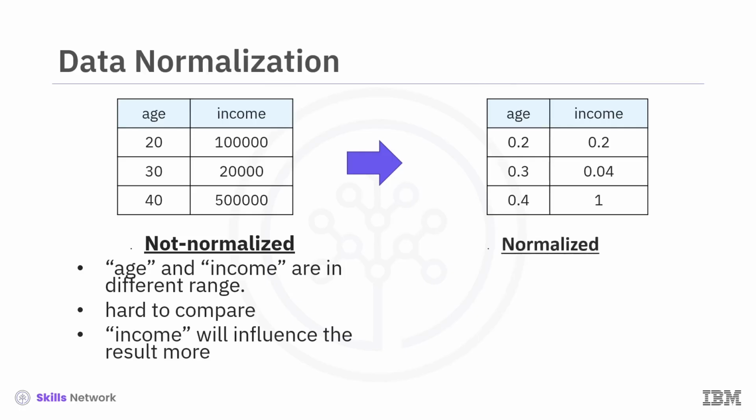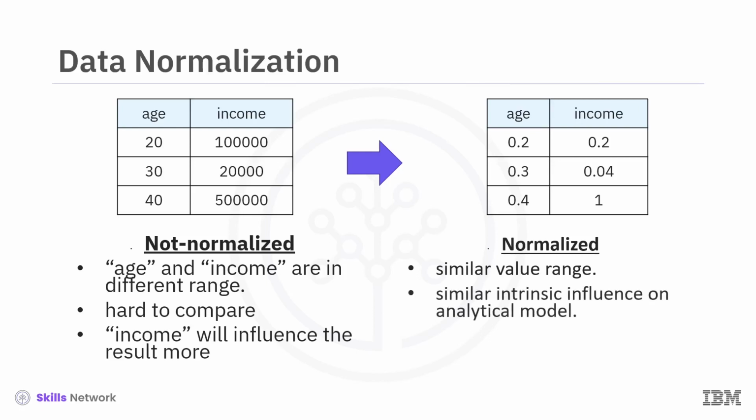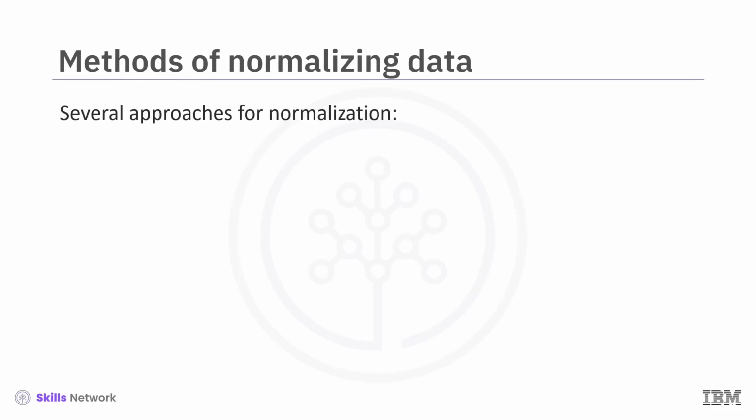So, the nature of the data biases the linear regression model to weigh income more heavily than age. To avoid this, we can normalize these two variables into values that range from 0 to 1. Compare the two tables at the right. After normalization, both variables now have a similar influence on the models we will build later. There are several ways to normalize data. I will just outline three techniques.